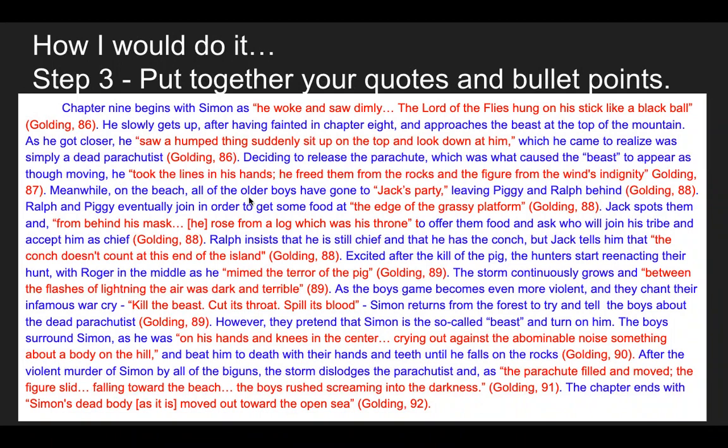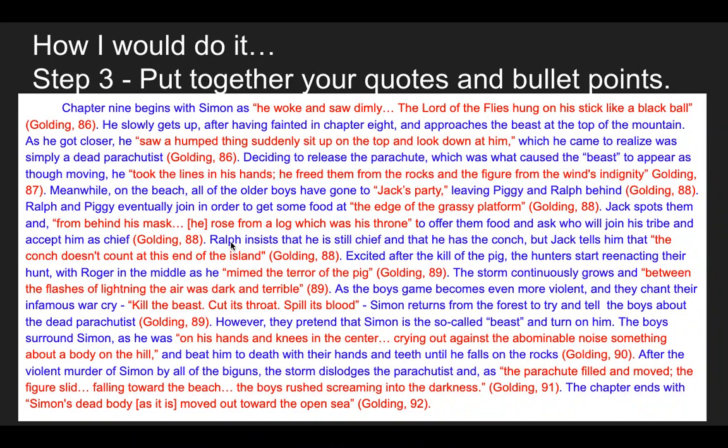Meanwhile, on the beach, older boys have gone to Jack's party, leaving Ralph and Piggy behind. Ralph and Piggy eventually join in order to get some food at the edge of the grassy platform. Jack spots them, and from behind his mask, he rose from a log which was his throne to offer them food and ask who will join his tribe. That's enough. I'm not going to read the whole thing.